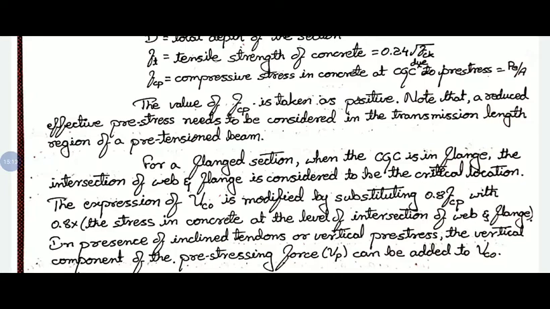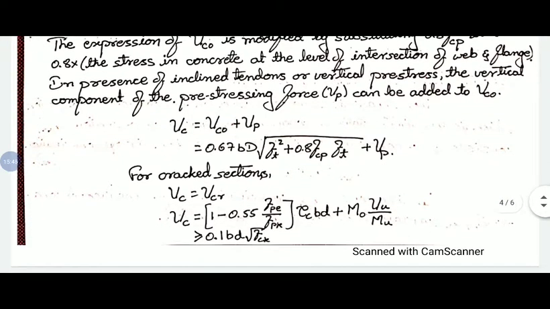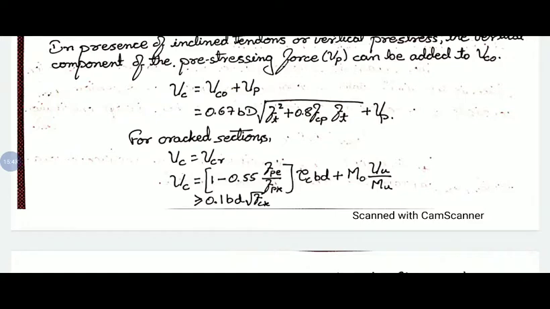So what we will calculate, ft, fb, we need to calculate that fb at the level of junction of flange and web. In presence of inclined tendons or vertical pre-stress, the vertical component of the pre-stressing force Vp can be added to VCO. So to calculate Vc, along with the above equation, we can consider the vertical pre-stressing force if we are applying vertical pre-stress. And for uncracked sections, we have one more equation. So the previous one is for cracked sections, and this is for uncracked sections.